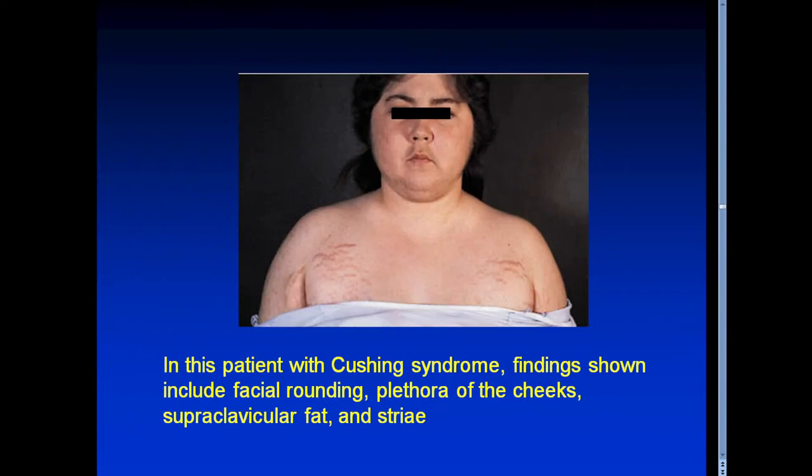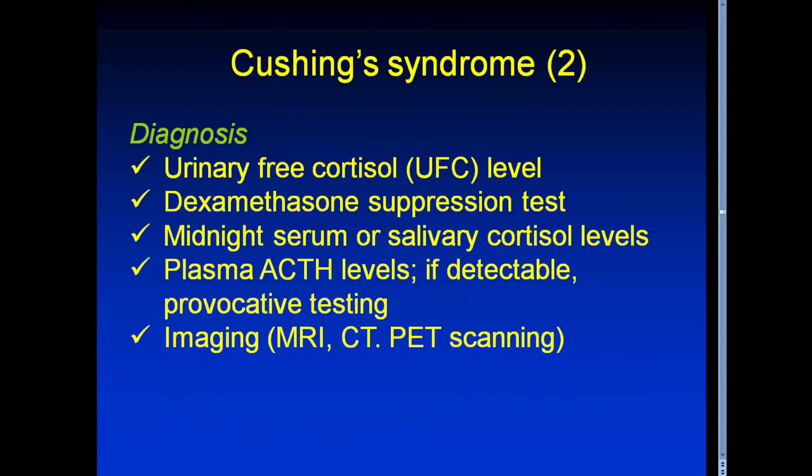In this patient with Cushing syndrome, findings include facial rounding, plethora of the cheeks, supraclavicular fat, and striae. On diagnosis: urinary free cortisol level, dexamethasone suppression test, midnight serum or salivary cortisol level, plasma adrenocorticotropic hormone level, if detectable, provocative testing, and imaging: MRI, CT, positron emission tomography scanning.